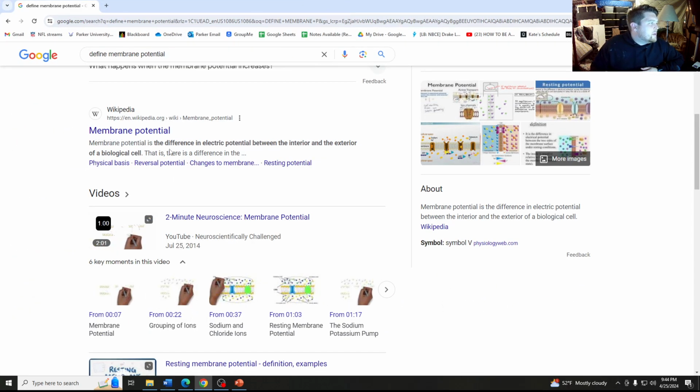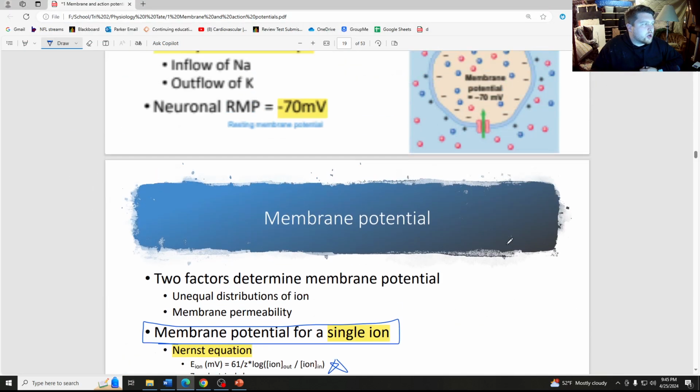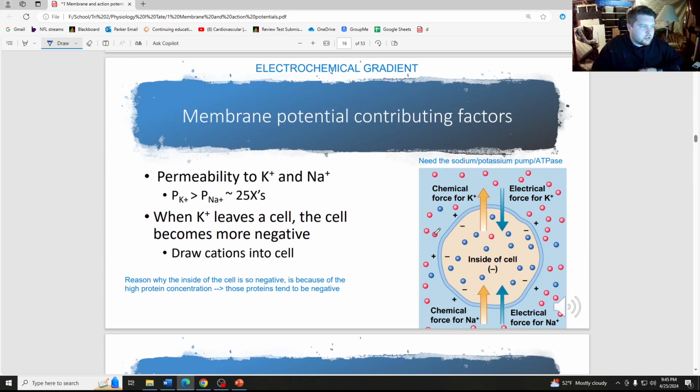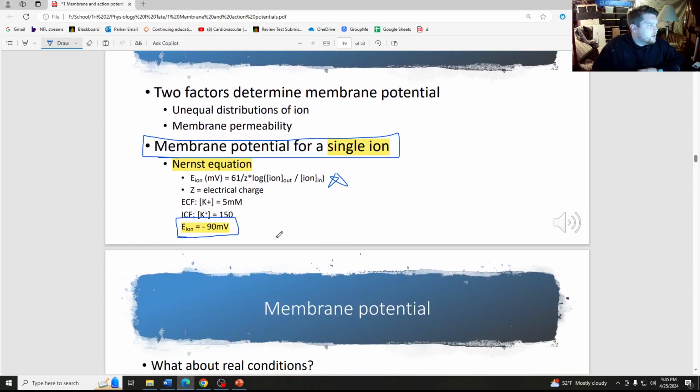So the membrane potential is the difference in electric potential between the interior and exterior of a biological cell. So we're looking at the electrical charge. Just like we saw here, we have those electrical forces, and the amount of charge inside and outside gives us a potential for each one. So that's the Nernst equation. It's for a single ion. That's the big thing we want to remember, that it's a single ion.